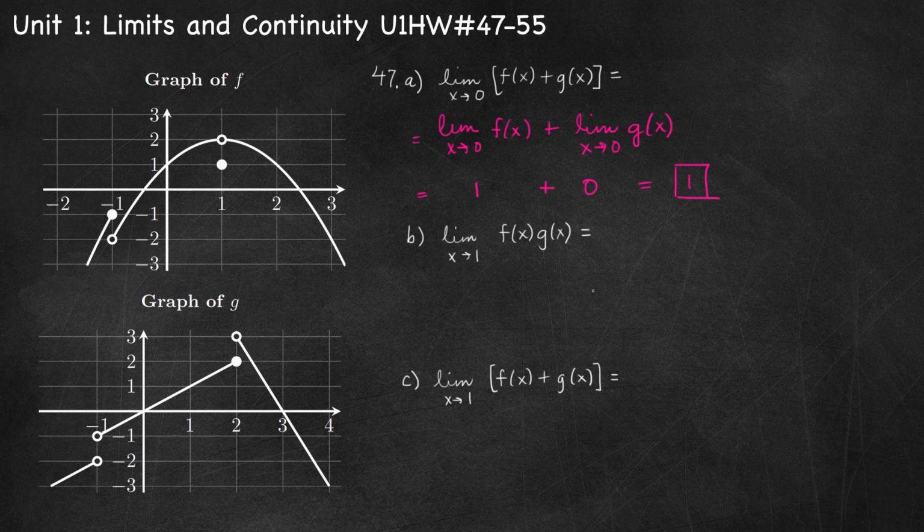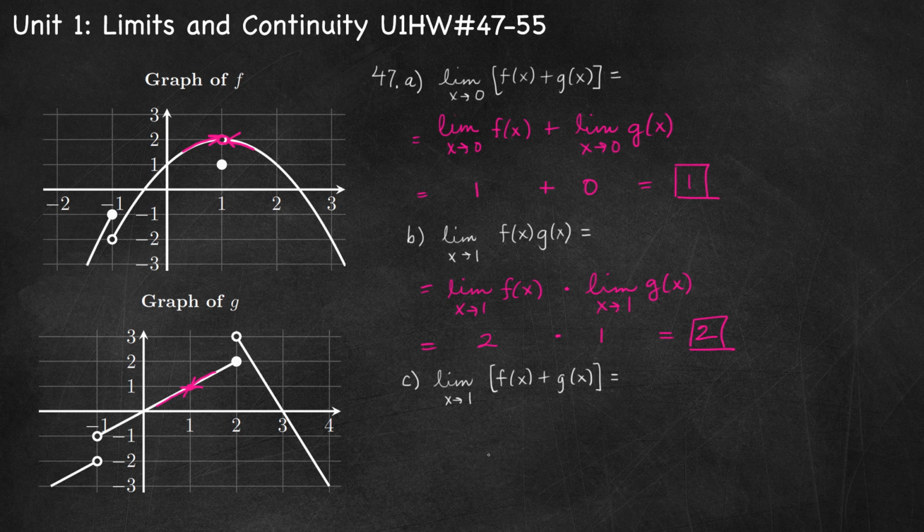Part B, we want the limit as x approaches 1 of f of x times g of x. And this is equal to the limit as x approaches 1 of f of x times the limit as x approaches 1 of g of x. As x approaches 1 on the graph of f, we can see that f is approaching 2. It doesn't matter that there's an open circle there, the graph is still approaching a value of 2. So we have 2 times, and then on the graph of g, as x approaches 1, g approaches 1. 2 times 1 is 2.